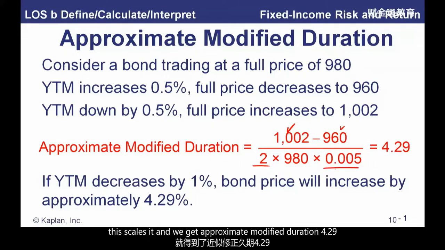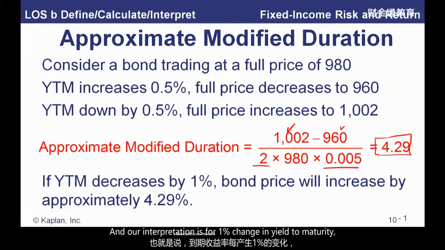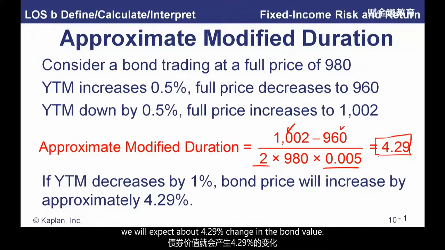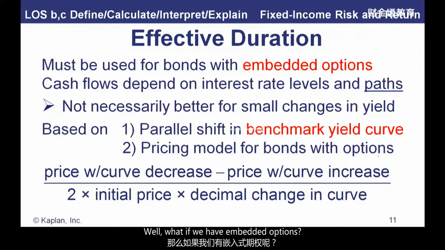This scales it, and we get an approximate modified duration of 4.9. And our interpretation is for a 1% change in yield to maturity, we would expect about a 4.29% change in the bond value. Well, what if we have embedded options?